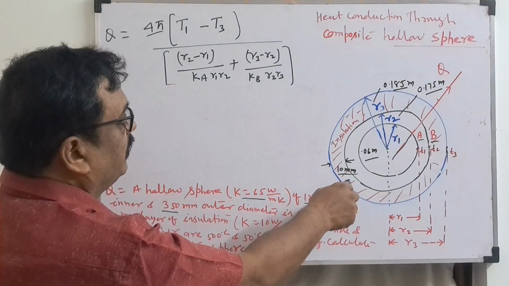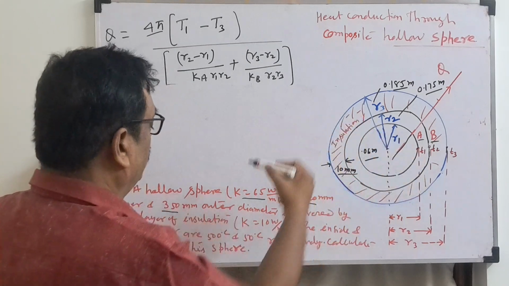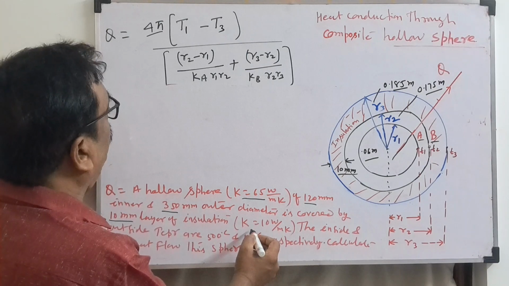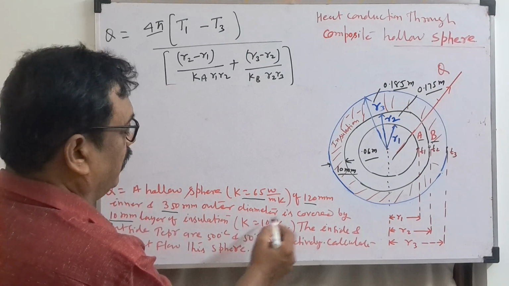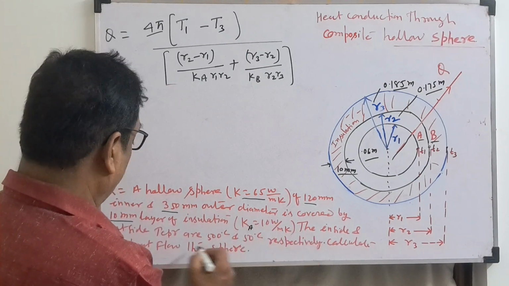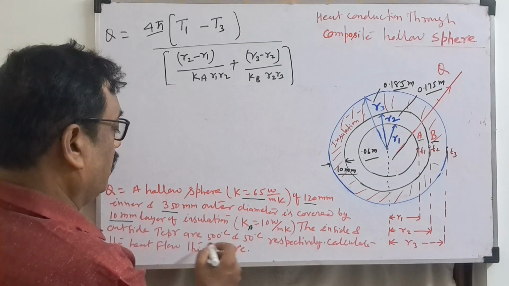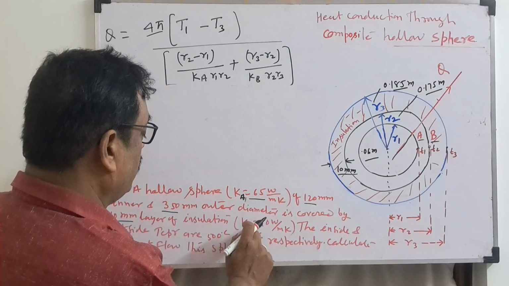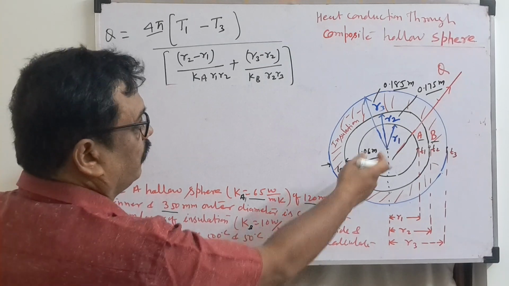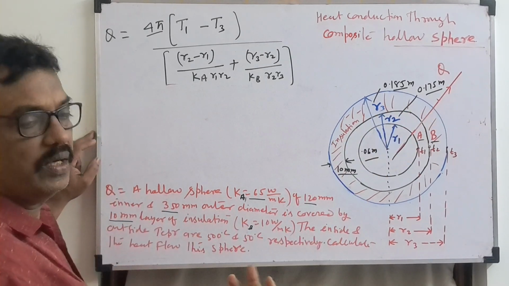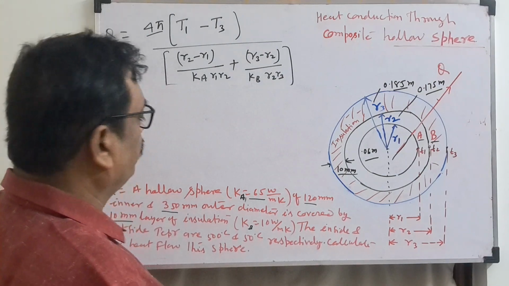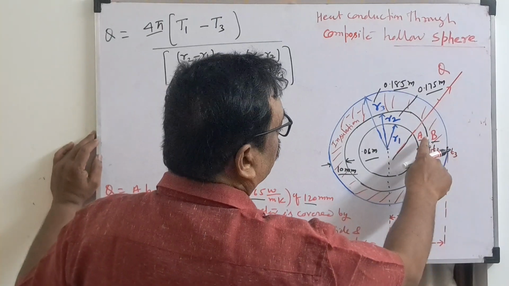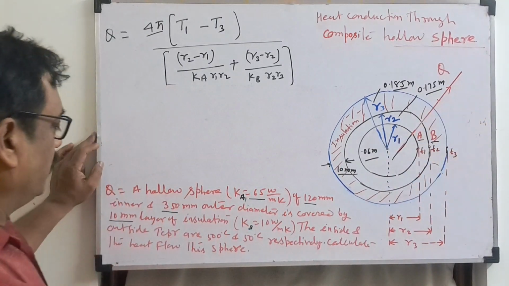Whose thermal conductivity they given? Suppose you take the thermal conductivity of the hollow sphere as Ka. So this will be Ka, and this will be Kb. I just assumed; you can also write K1, K2, nothing wrong. Okay, so here T1, T2, T3 we have taken now.